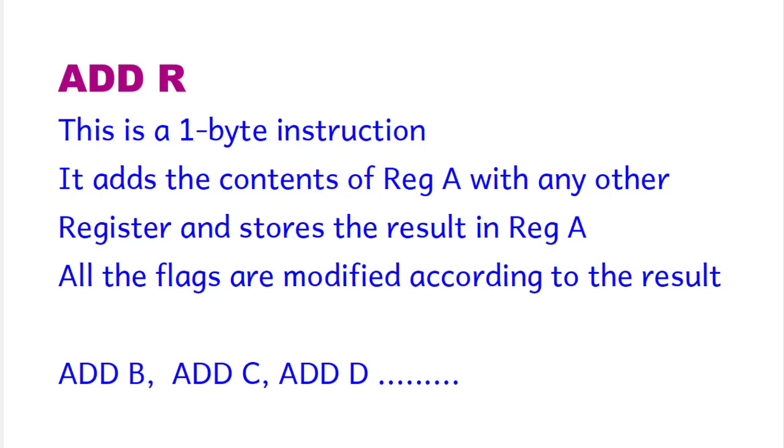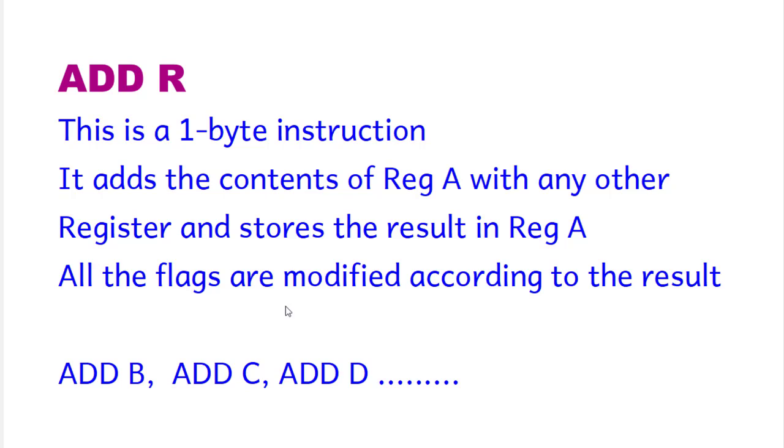Today we'll learn the instruction ADD, one of the arithmetic instructions. It is like ADD R, where R can be any register. Let us see the description. This is a 1 byte instruction. It adds the contents of register A with any other register and stores the result in register A. So by default register A will be there in the ADD instruction, and R can be any other register. It can also be A, and the result after addition is stored in register A.